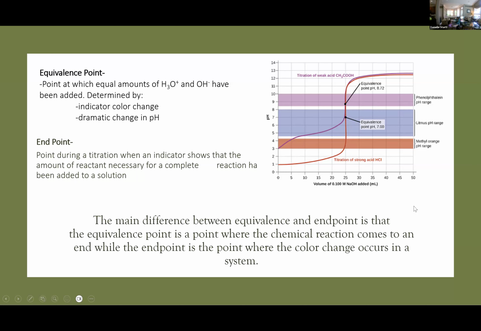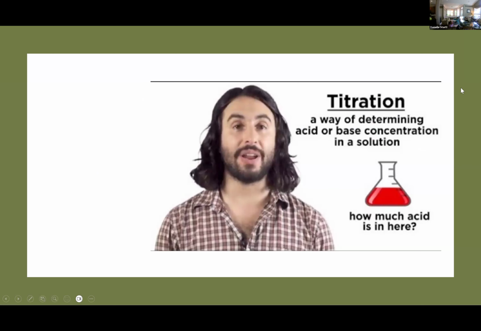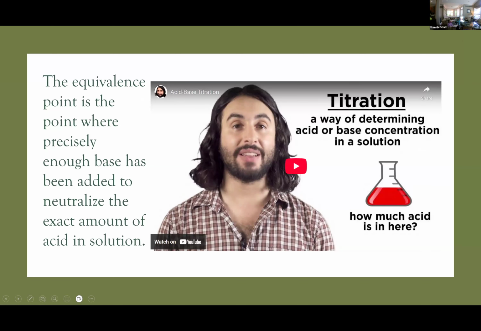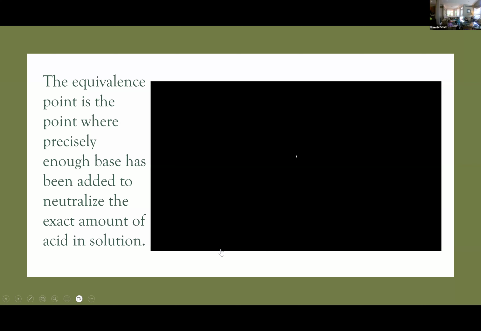Yeah. So the main difference between the equivalence point and the endpoint is that the equivalence point right here is where a chemical reaction comes to an end, while the endpoint is where the color change is kind of finished. That's the end of the color change. So here's our buddy, Professor Dave. But first, the equivalence point is the point where precisely enough base has been added to neutralize the exact amount of acid in solution. All right, let's see what he has to say.